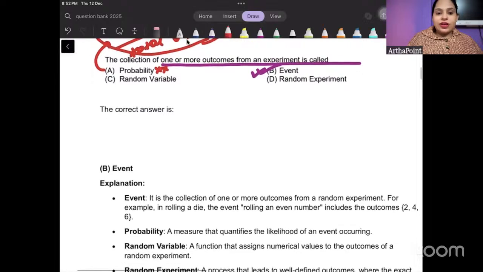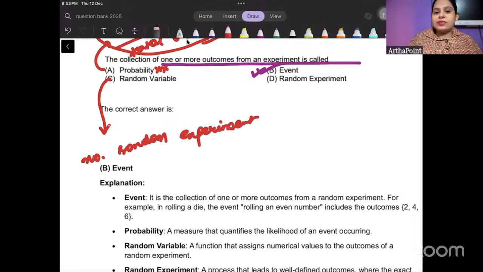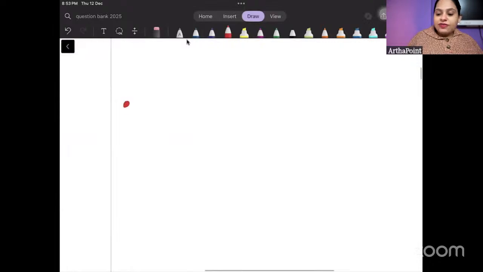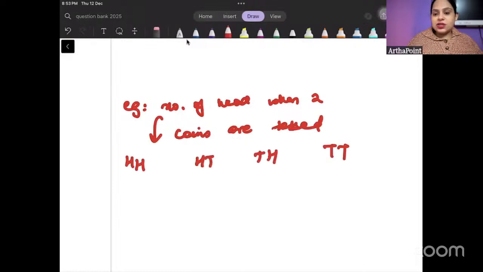Now look at random variable. Random variable is basically whenever you assign number to any random experiment. जैसे for example, if I tell you number of head when two coins are tossed, है ना, तो head, number of head can be what beta? Number of heads can be 2, number of head can be 1, number of head can be 0. तो random variable हो गया x.